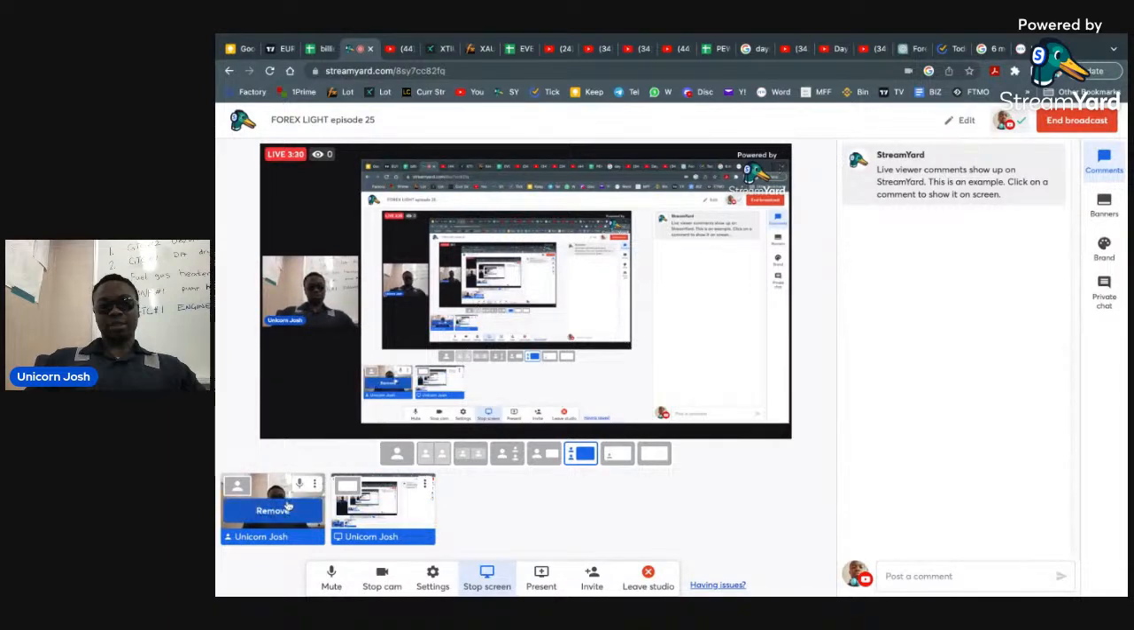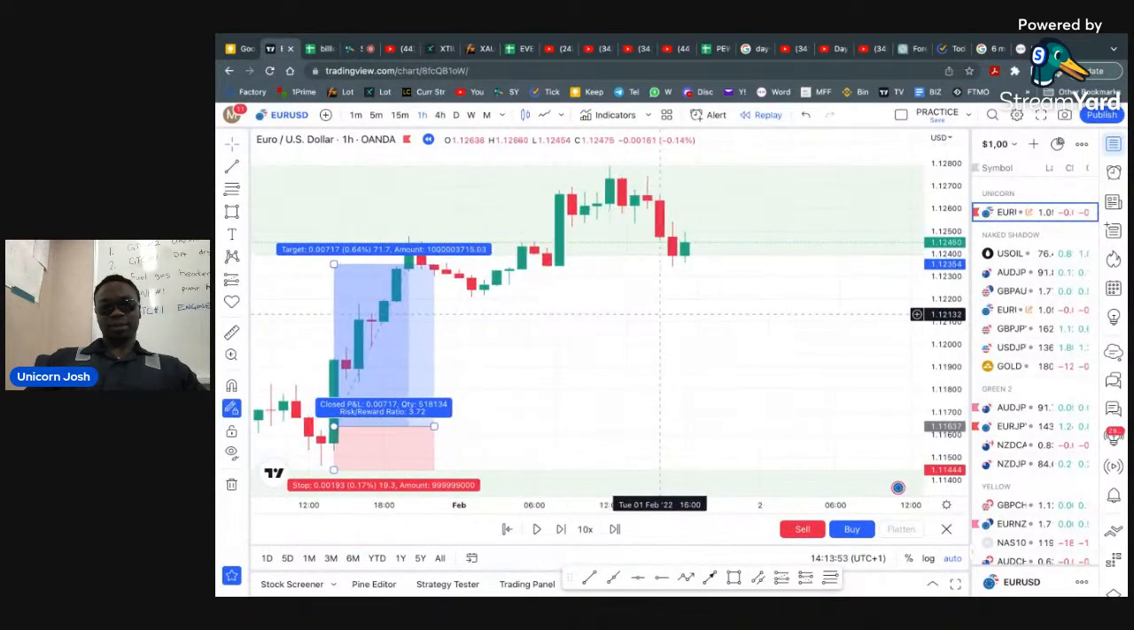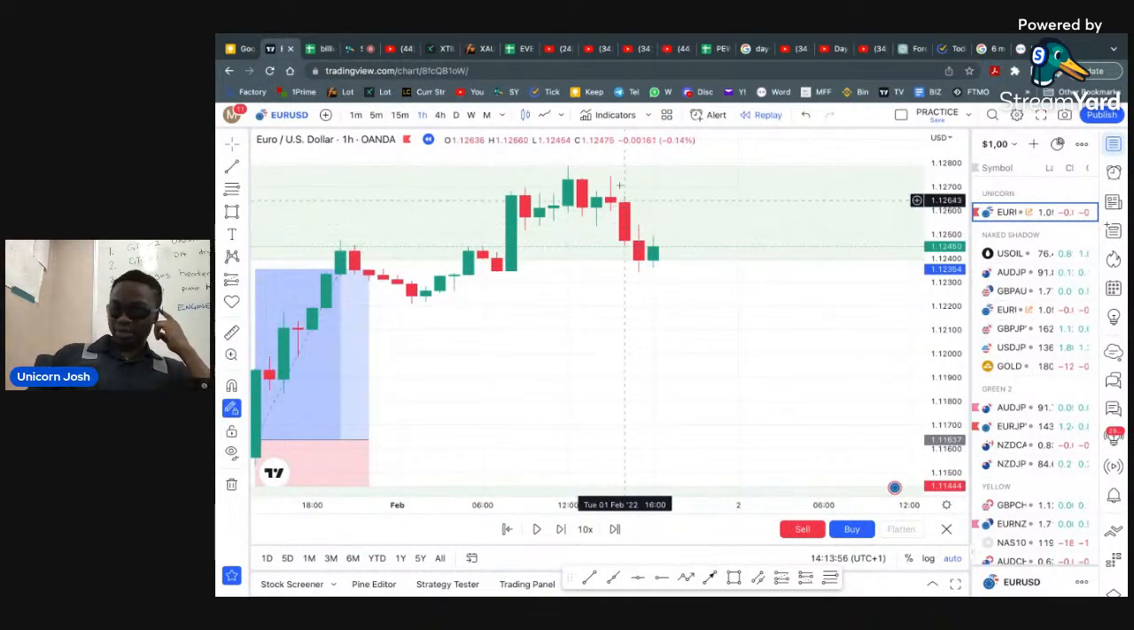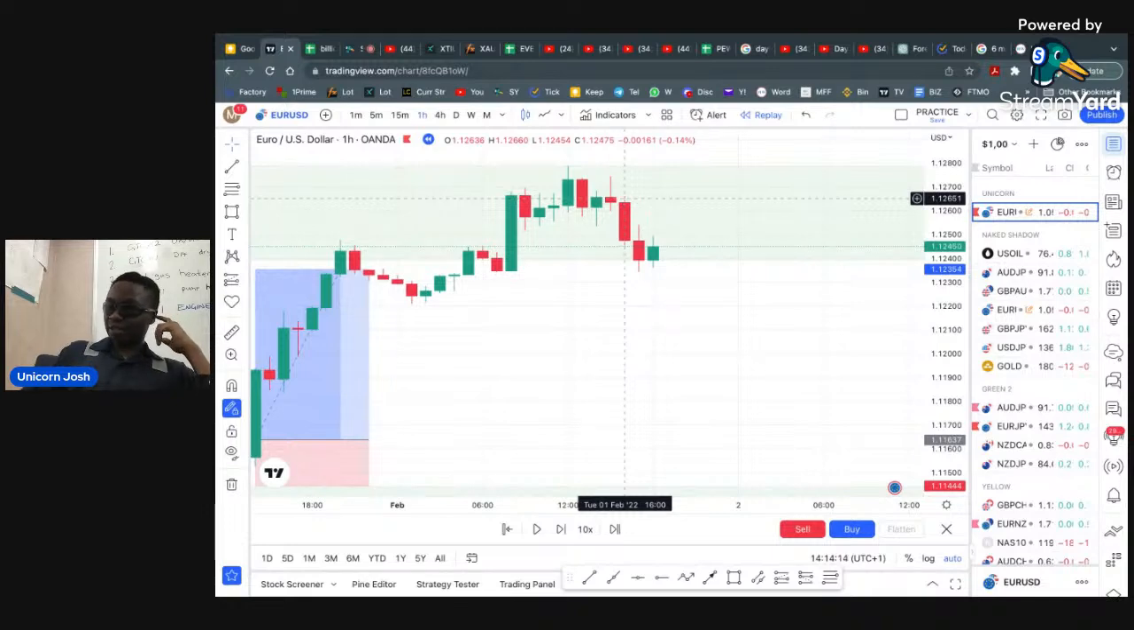Moving on straight away. From what I'm looking at here right now, this looks like a kangaroo tail. Although it's not a very strong one, it looks like it. So I'm going to take it. At least, like I said, I'm practicing the strategy.